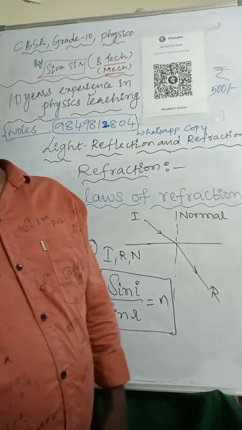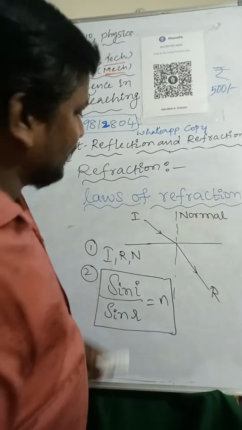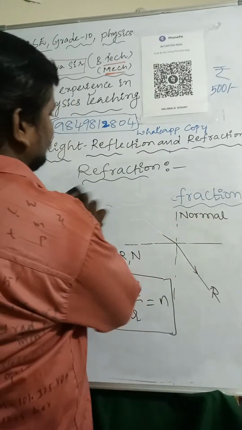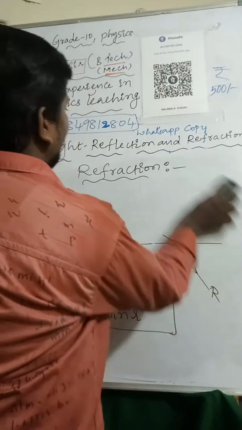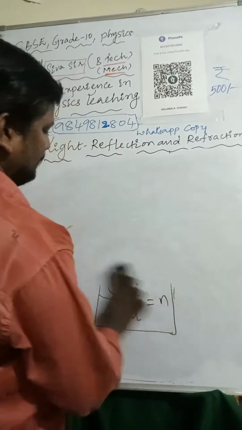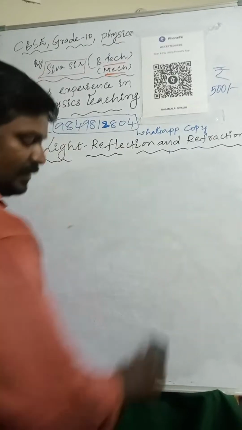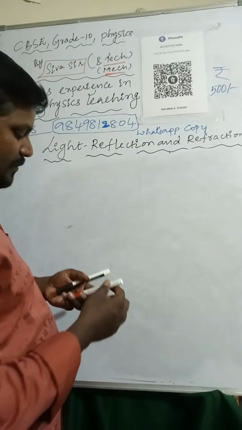So next, we'll go to the next one. Glass slab, I'll explain. Refraction through a glass slab, I'll explain.